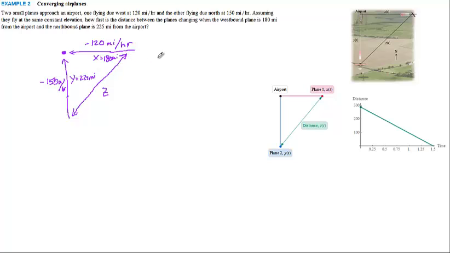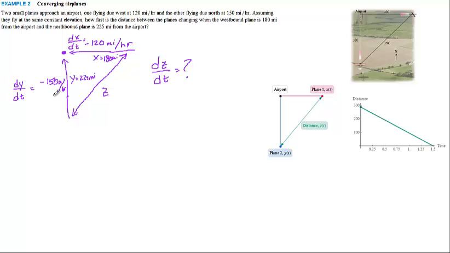They want to know dz over dt, how fast the rate is changing. It helps to write down these x's and y's and figure out what these things are. This negative 120, that is how the x is changing with time. So let me write that down. This negative 150, that's how the y is changing with time.